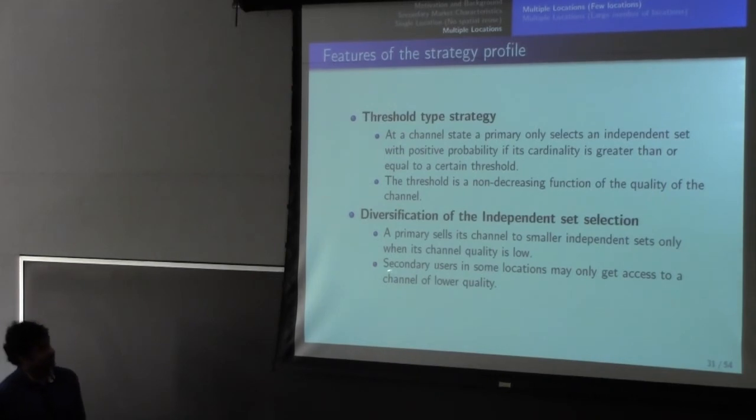And so this means that it may happen that at some locations the secondary users may only get access to a channel of lower quality, or may not even get access to the channel of the primary. So there is some social inequality in this game, right? In the multiple locations game.